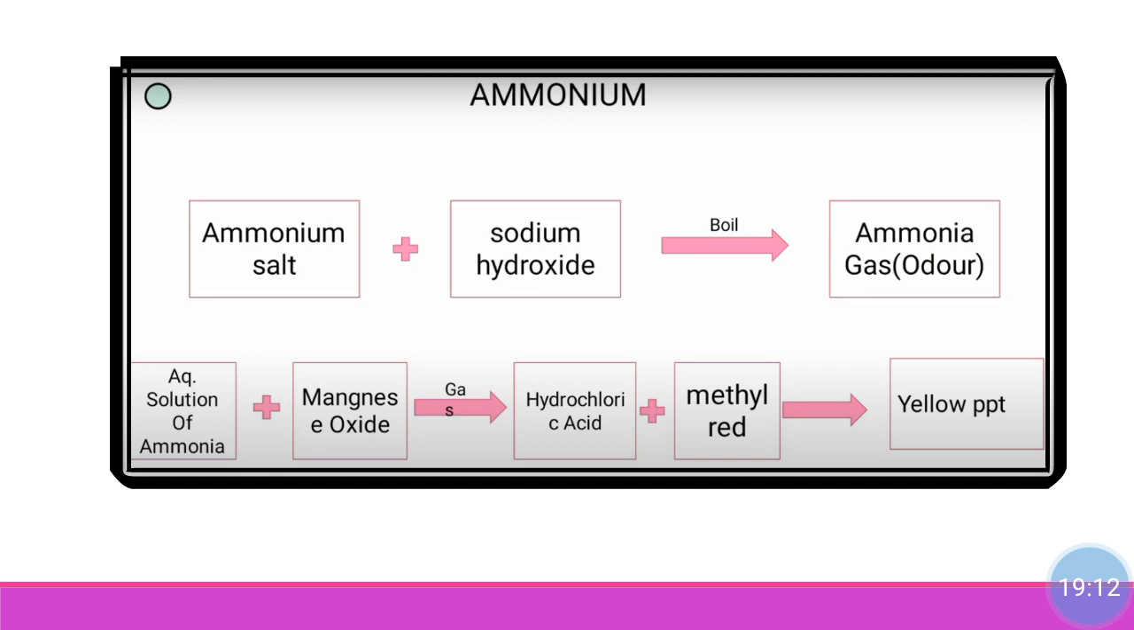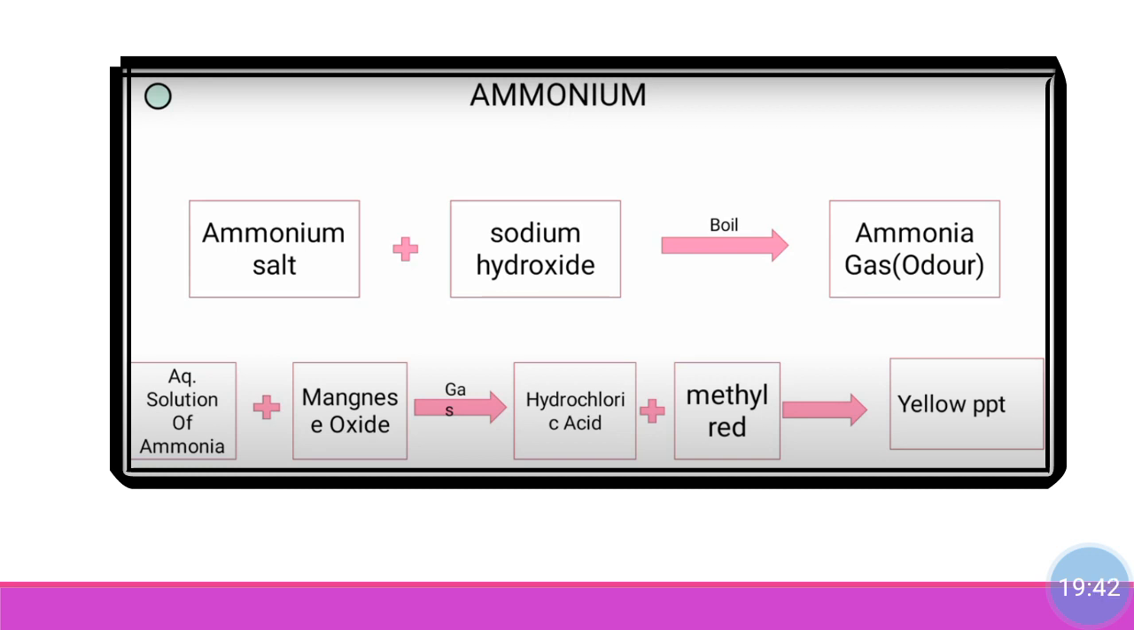Then when this aqueous solution of ammonia reacts with manganese oxide, when gas is passed through it, there will be a formation of hydrochloric acid and methyl red, and along with it a yellow precipitate will be formed here in the limit test, in the identification test for ammonium, that is NH4.